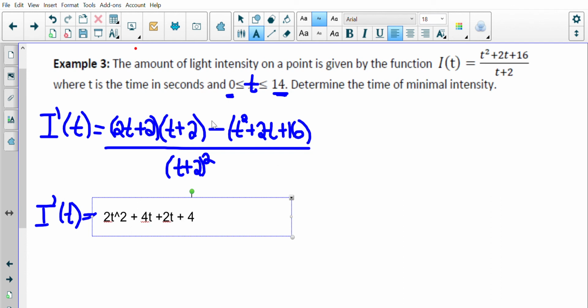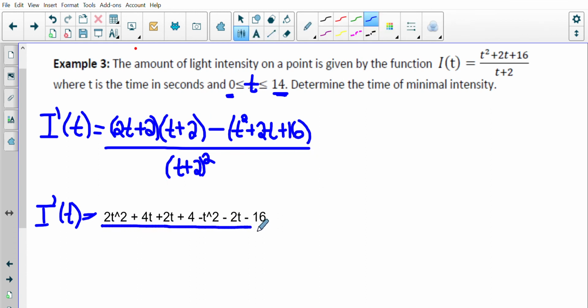Now, in our second part, this minus sign here, it's like timesing everything by negative 1. So I'm going to have a minus t squared, a minus 2t, and then a minus 16. And of course, that's all divided by t plus 2 squared. So I'm just simplifying this derivative yet. I haven't even set it equal to 0.